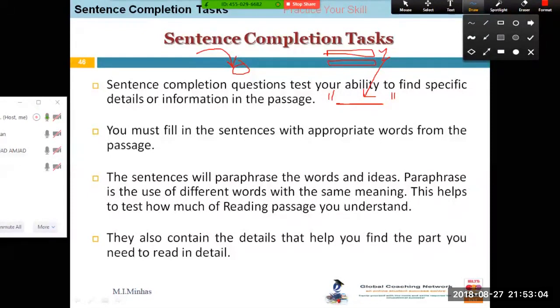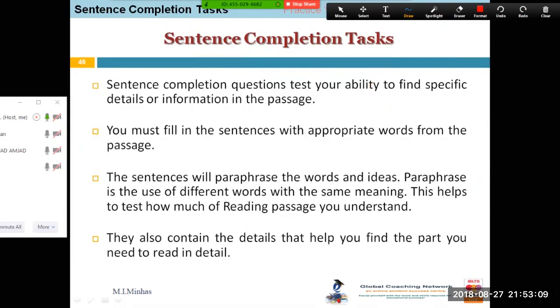Okay. Now, these kinds of questions generally check your ability to find some specific details or information in the passage. You must fill in the sentences with appropriate words from the passage. Remember, even if you forget to put an S at the end, your answer will be counted as incorrect. Remember this thing. Be careful especially when you are transferring your answer to the answer sheet. Got it? Okay.